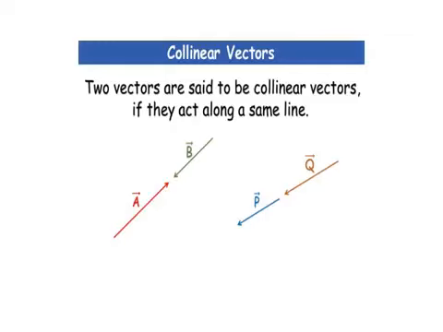The next type of vector is collinear vectors. Two vectors are said to be collinear vectors if they act along the same line. You can see in the figure that vectors A and P are in the same line. These two vectors lie in the same line. Similarly, in the other example, the vector P is followed by the vector Q. So such cases in which the vectors act along the same line are called collinear vectors.